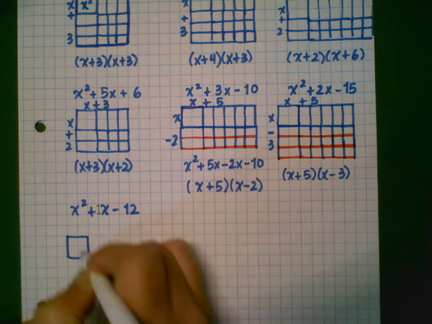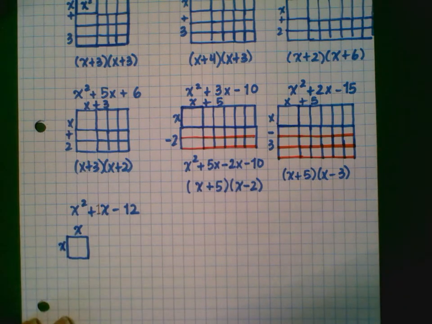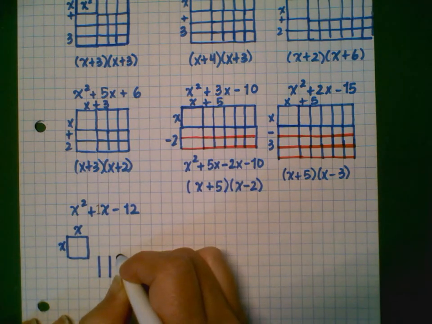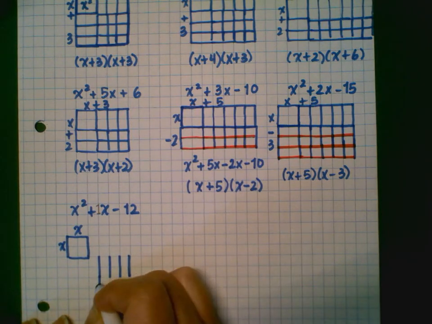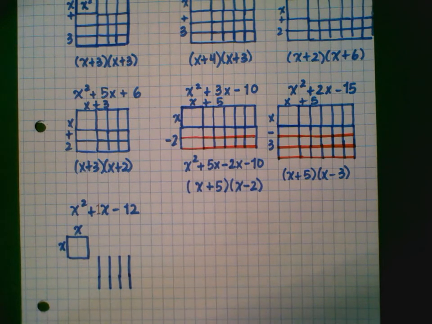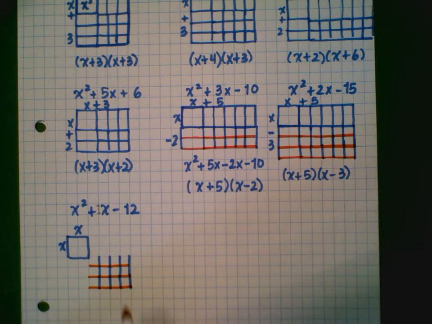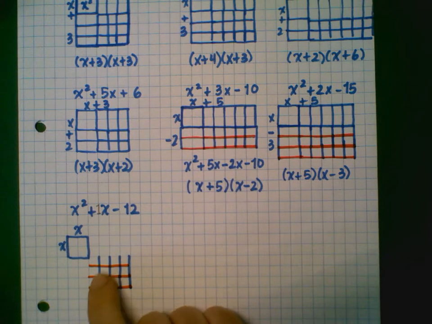Little box for the x squared. And then negative 12 is going to be 3 by 4. The 4 has to be positive. 1, 2, 3, 4. Lines that are 3 long. 1, 2, 3. So at this point, if you're looking at your intersections, you will see that you've got 12 little negative intersections, which are making that negative 12.